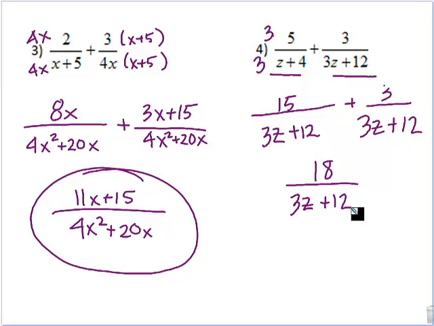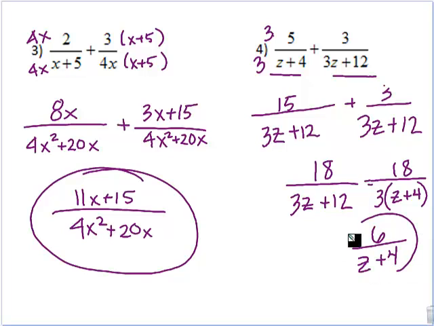Yep, 18 over 3z plus 12. I'm going to argue that this is not simplified. Why? Yeah, everything is divisible by 3. So we could take a 3 out of the denominator. So it would be 3 times z plus 4. And then 18 over 3 we could simplify. How would 18 over 3 simplify to 6? So this is 6 over z plus 4.